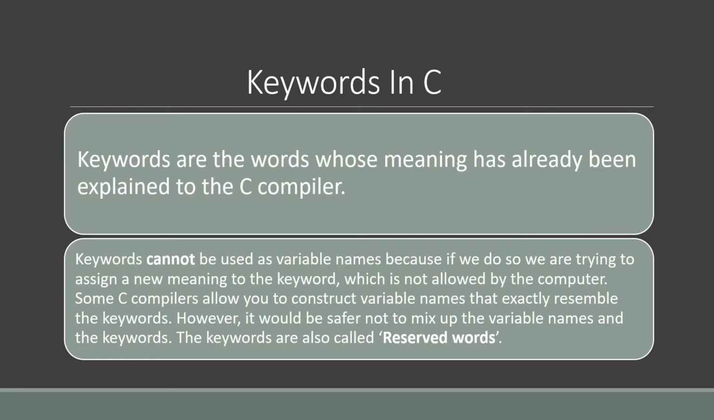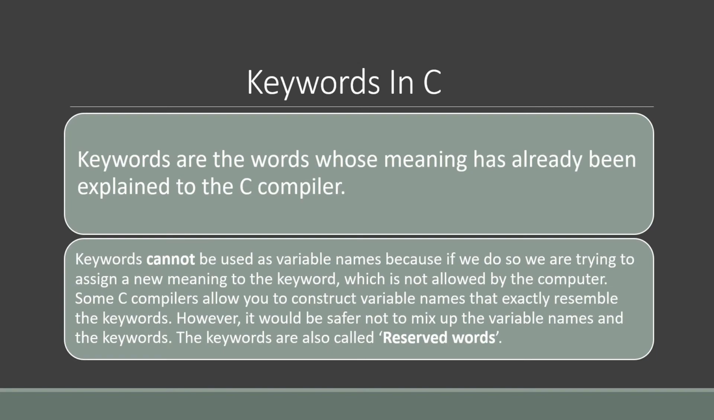Now let's take a look at keywords in C. Keywords are the words whose meaning has already been explained to the C compiler. Keywords cannot be used as variable names because if we do so, we are trying to assign a new meaning to the keyword, which is not allowed by the computer. Some C compilers allow you to construct variable names that exactly resemble the keywords. However, it would be safer not to mix up the variable names and the keywords.